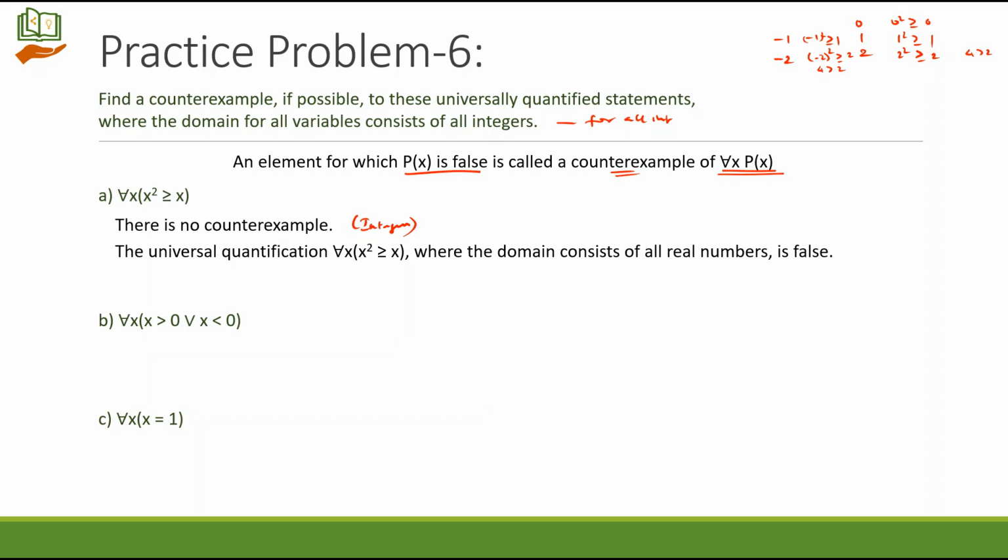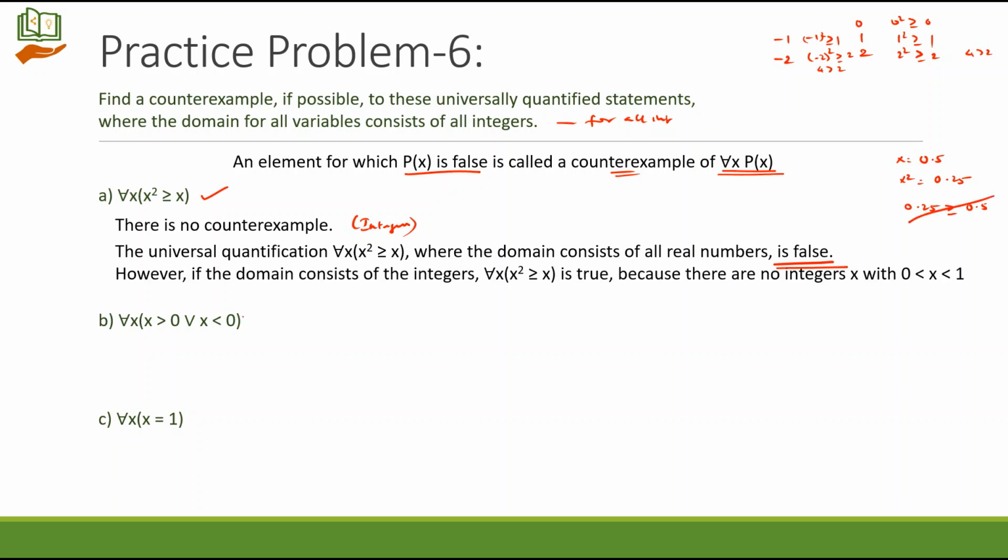What about the domain of real numbers? The universal quantification where the domain consists of all real numbers is false. Just go with 0.5. For x, what is x square? It is 0.25. Is 0.25 greater than or equal to 0.5? No. So this particular universal quantification is false. However, if the domain consists of integers, it is true, because there are no integers x with 0 less than x less than 1. So this range doesn't have any integer in between, but we have checked the same thing for real numbers here. So that's why they say it is true only for the domain of integers.